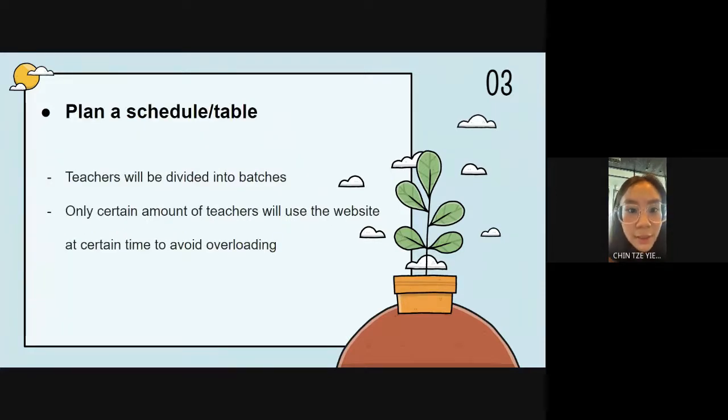And lastly, plan a schedule or a table for the use of computers. Teachers can be divided into batches, so that during a certain time, certain teachers will use the website. By doing so, it will avoid the website from being congested, and failure will not happen during the assessment on the website. That's all for me.